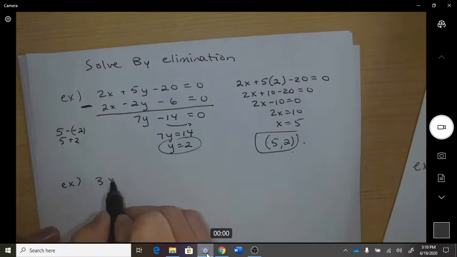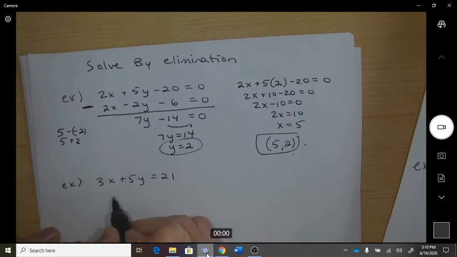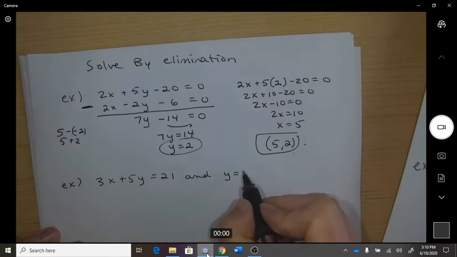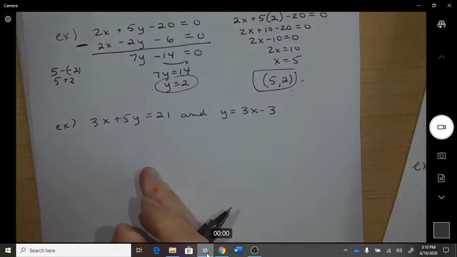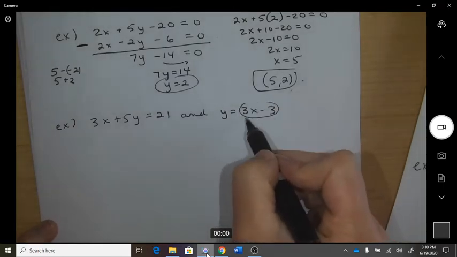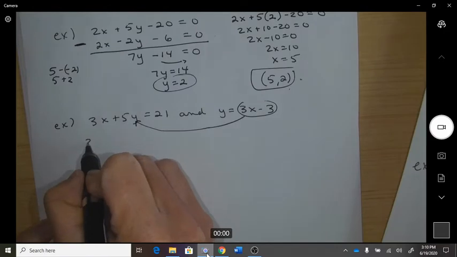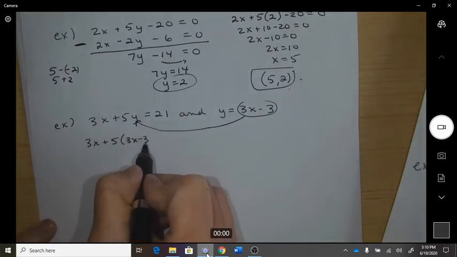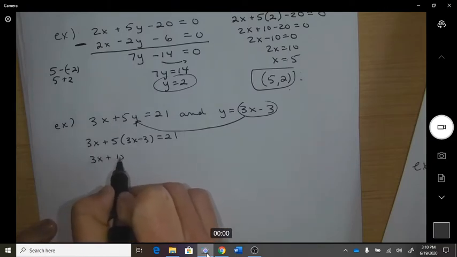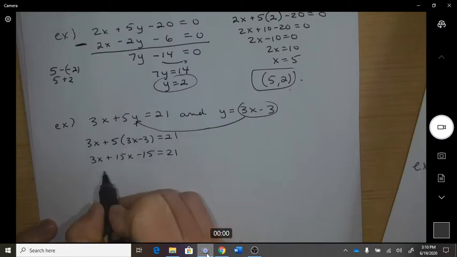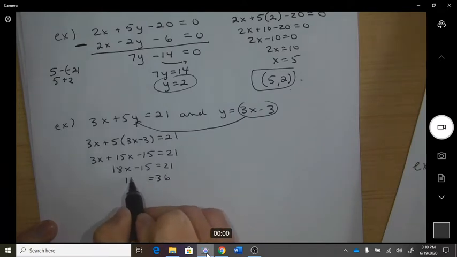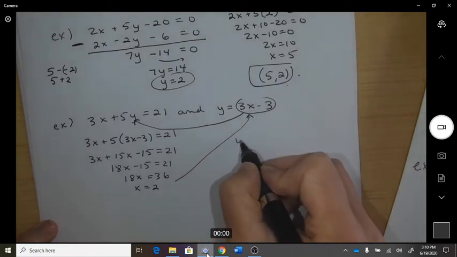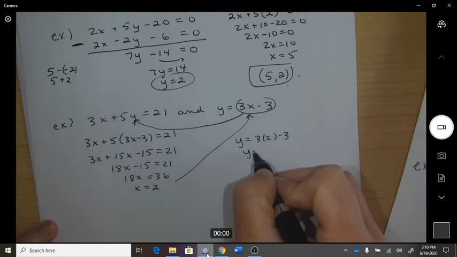Okay, another example. 3x plus 5y equals 21 and y equals 3x minus 3. Okay, so my first instinct would be substitution, so we will do that, but then I'll show you elimination as well. So substitution, I'm going to replace y. So 15x minus 15 when I distribute, 18x, and this is 36 when I move the 15 over. So I get x equals 2, plug the x in, so 6 minus 3 is 3.